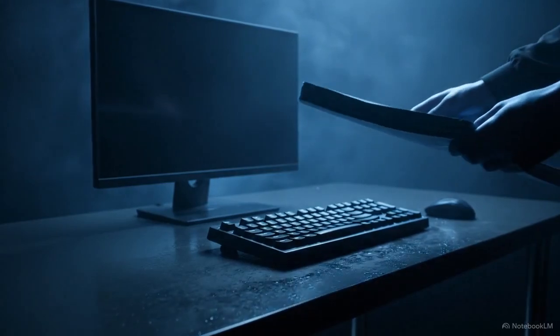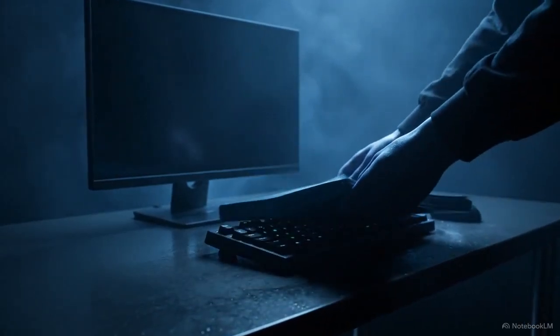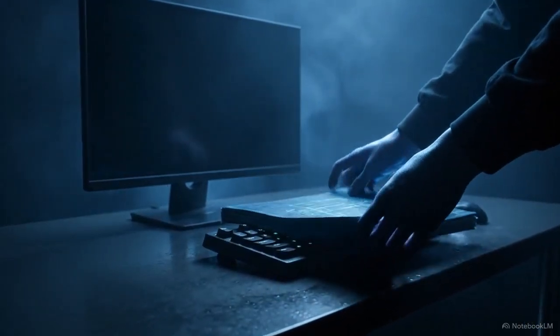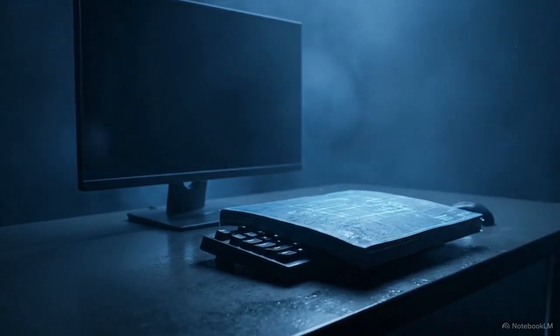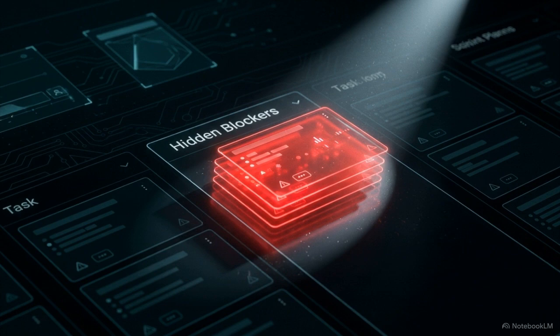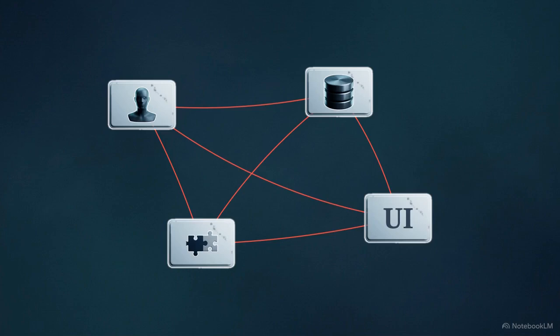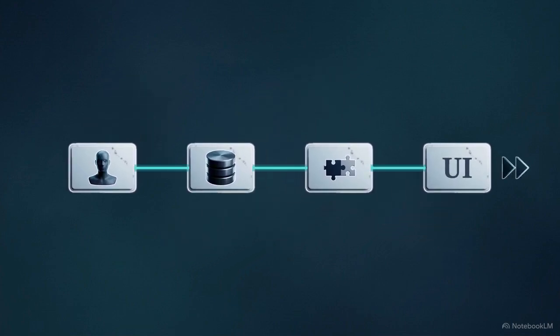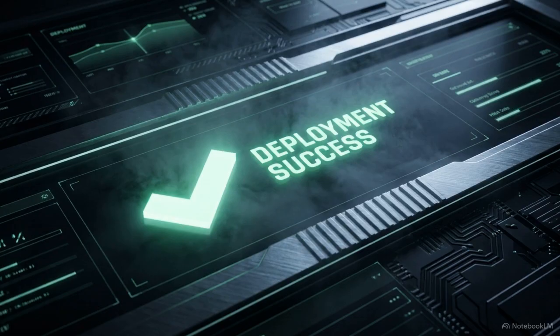Ultimately, mapping dependencies ensures that you answer 4 critical questions before anyone writes a single line of code. As the summary points out, you need to know what is needed, who owns it, does it block progress, and what is its current status. Answering those questions systematically exposes the hidden risks in your sprint. It gives you an engineered path to keep your team moving, clear the roadblocks before you hit them, and reliably ship your product.